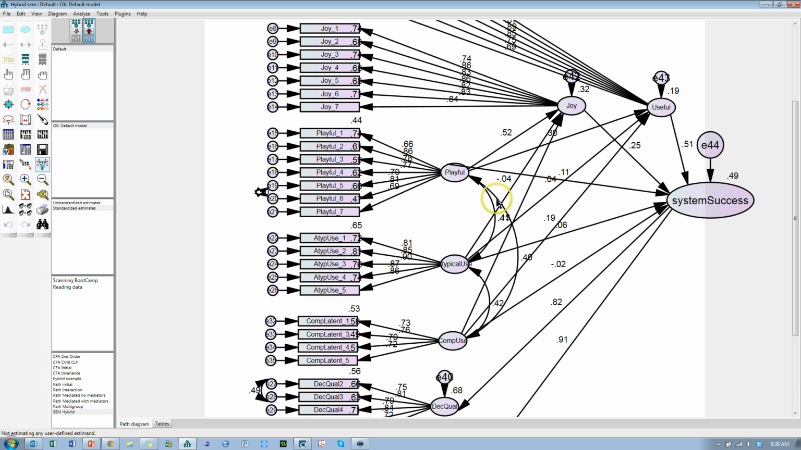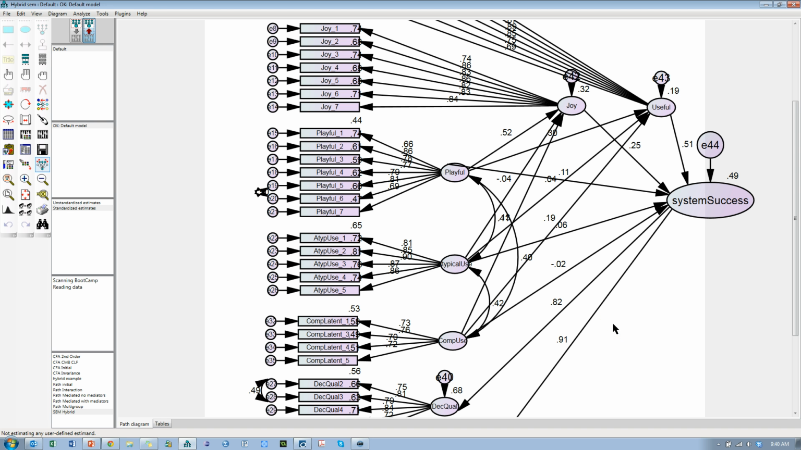Also, you explicitly account for error in a hybrid model like this. Whereas in a path model, which I'll show you next, we don't account for measurement error because there's no measurement model in our model. It's just a path model between the constructs.